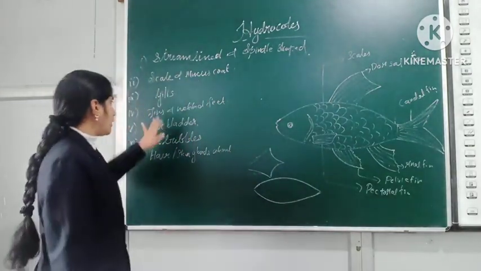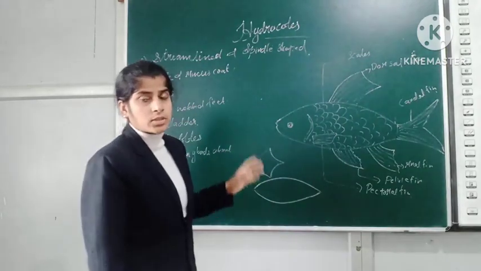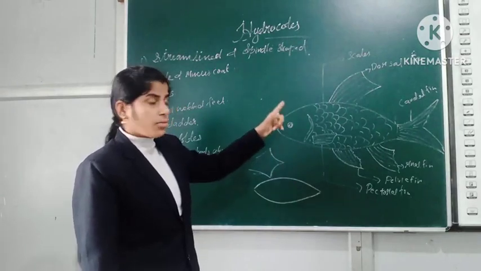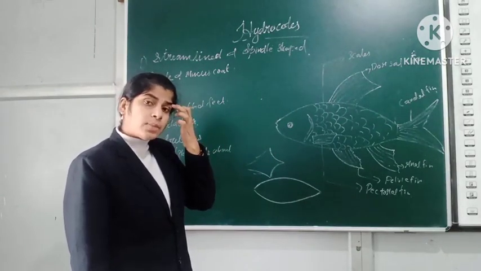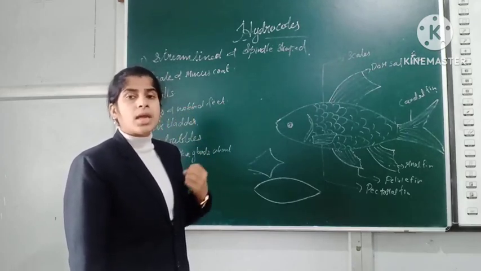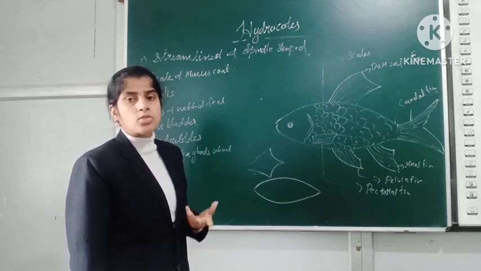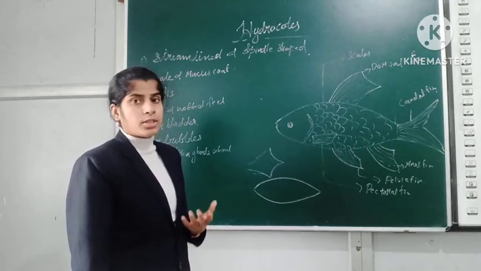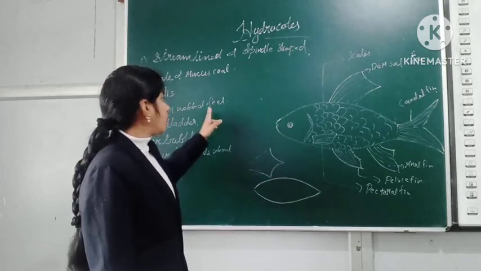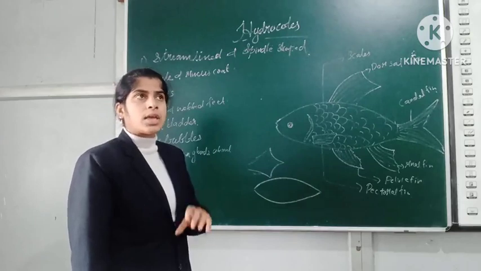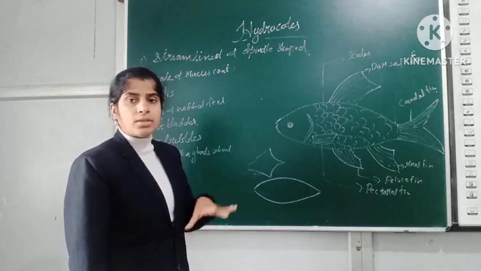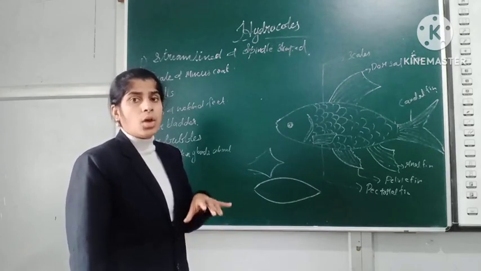After that, fins. In the case of fishes, fins are present. Actually, the fins help with locomotion and swimming, which means they help them move from one place to another. And also webbed feet, which we can see in ducks and frogs. They have webbed feet, which also help them to swim in the water.